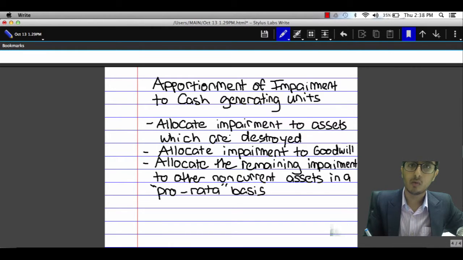Now, once I allocate it to assets which are destroyed, I will then allocate it to goodwill. Goodwill, we will also allocate the impairment by the full amount. And the remaining, we will allocate it based on a pro rata basis. Now, let's do an example to make things more clear.